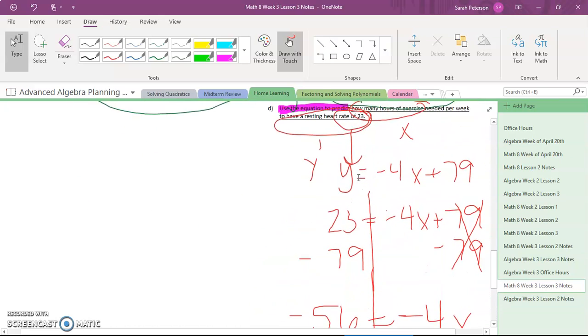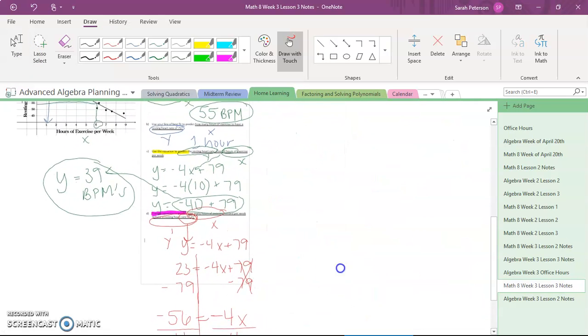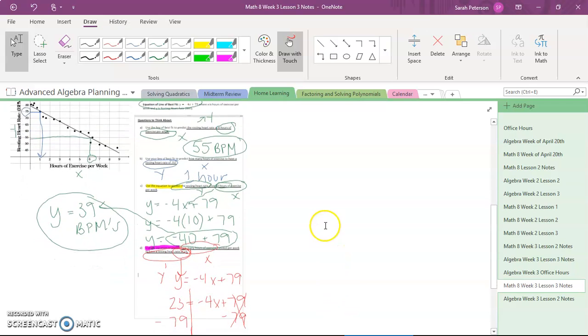Okay, so that again is how to use your equation to predict. Sometimes you'll be able to use the graph, and other times you'll have to use your equation to be able to predict if the line goes on, or if we're looking at numbers that aren't on the graph. So hopefully that's another example that helps you.